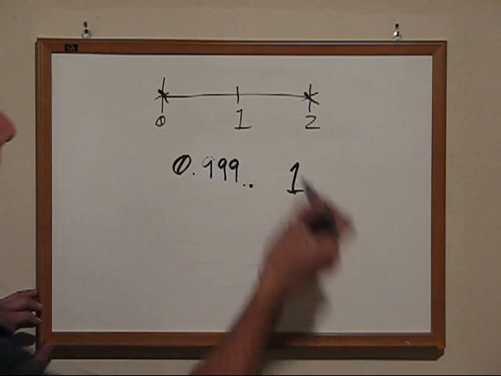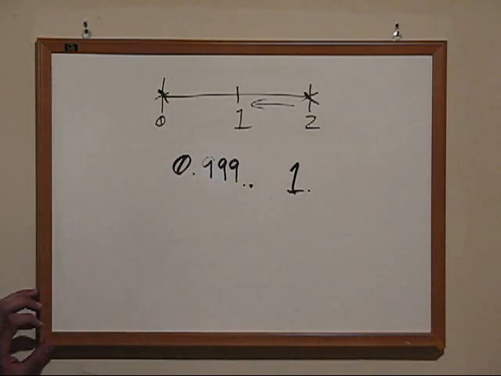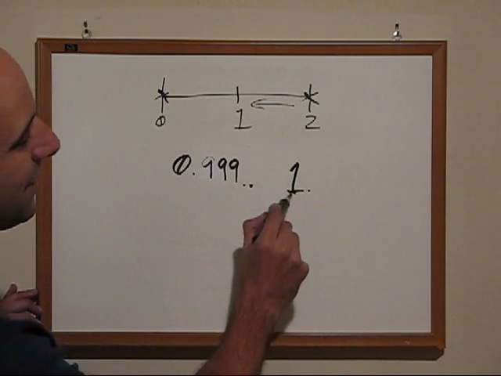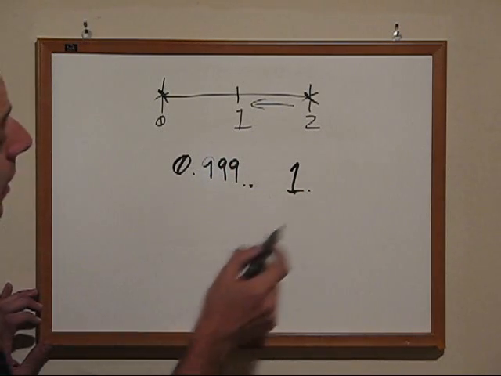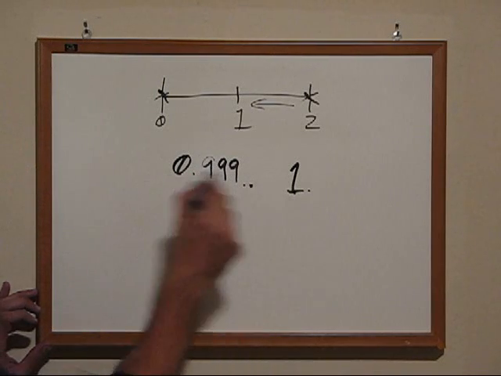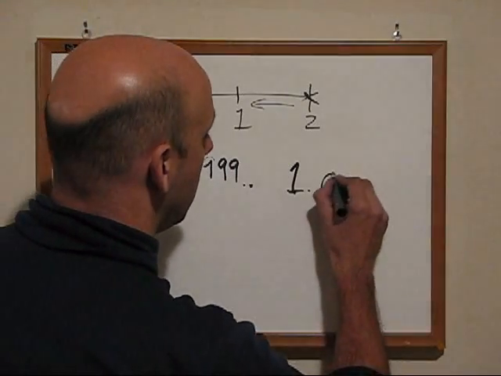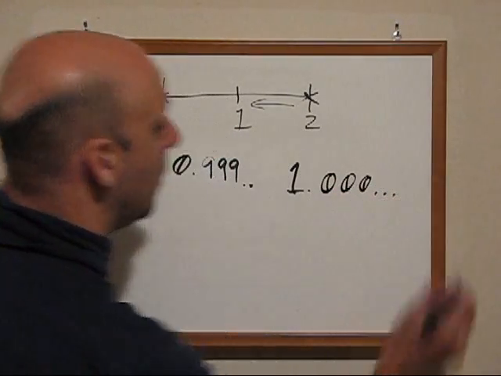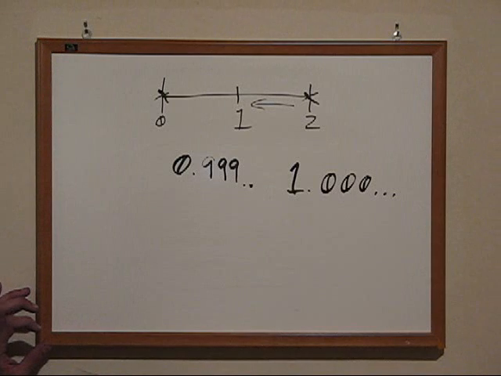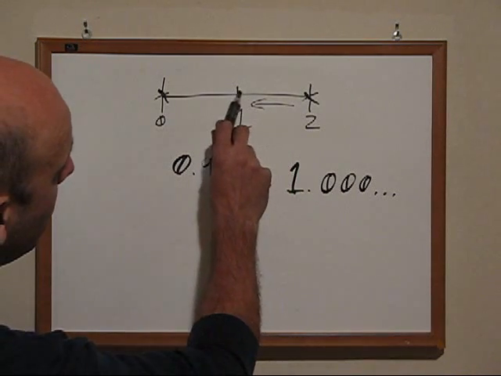Now, if you come the other direction and try to get the smallest number that still has a 1, any number that if you take away the smallest little bit of it, you're going to end up with a 0 to the left of the decimal point. That number is clearly 1.0000 repeating. Now, here's the interesting thing.